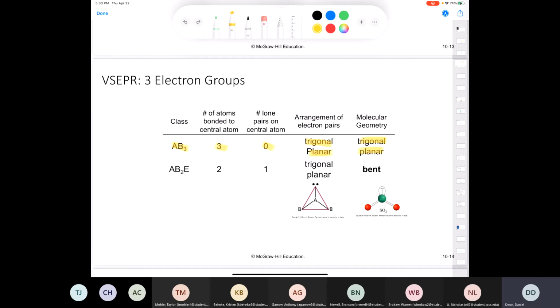Can you guys see my screen? I wasn't sure if I pressed share screen or not. Okay, good. All right. There we go.